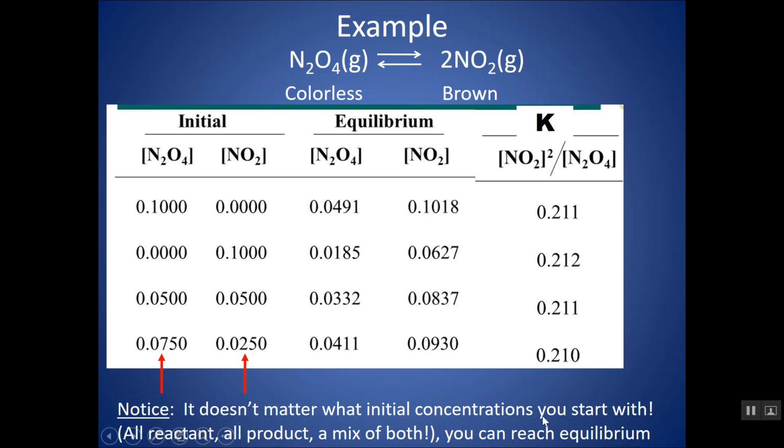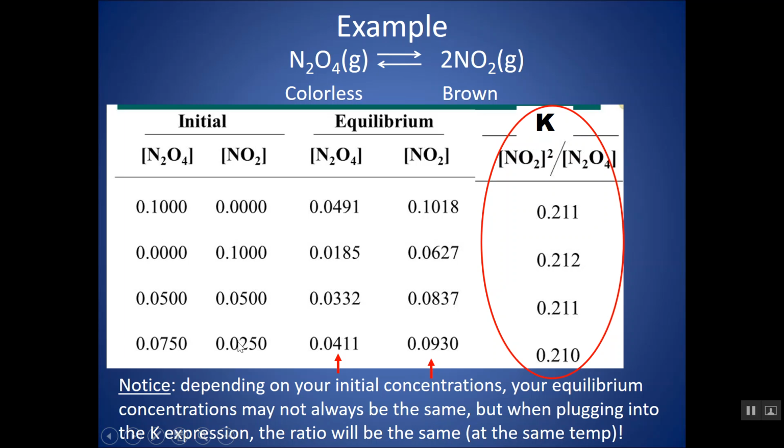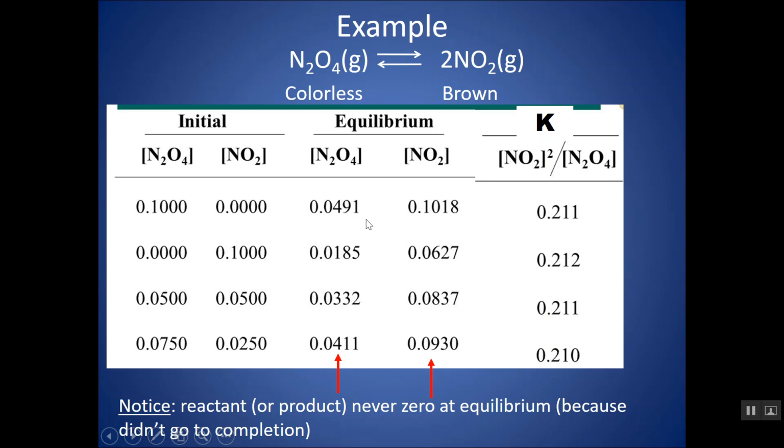So things to note, which you'll see. Notice it doesn't matter what initial concentrations you start with. All reactant, all products, or a mix, you can reach equilibrium. Depending on your initial concentrations, your equilibrium concentrations will vary in each trial. But once you plug into the equilibrium constant expression, the ratio will always be the same as long as the temperature is the same. Notice that as well, once we've reached equilibrium, the reactant or product is never zero. I have some reactant present, I have some product present. This is telling me it didn't go to completion, so if these values are constant, I've reached equilibrium.